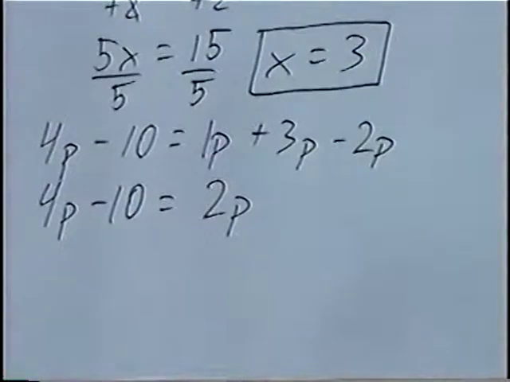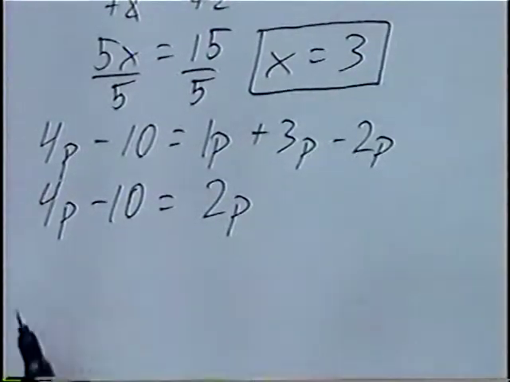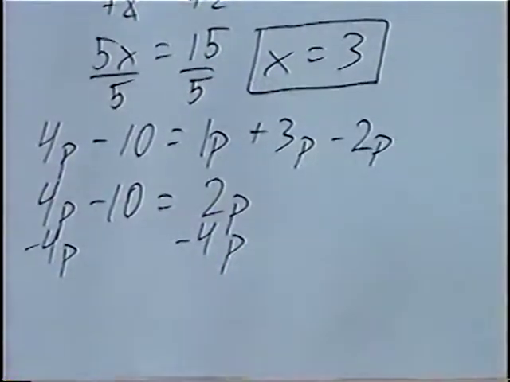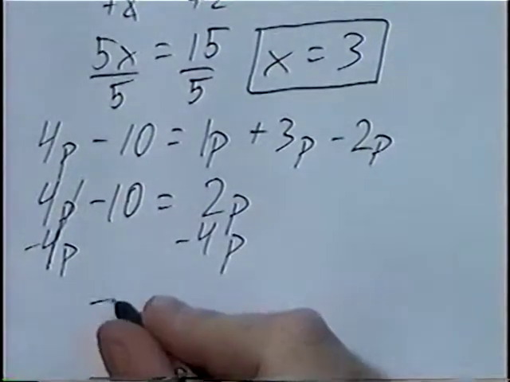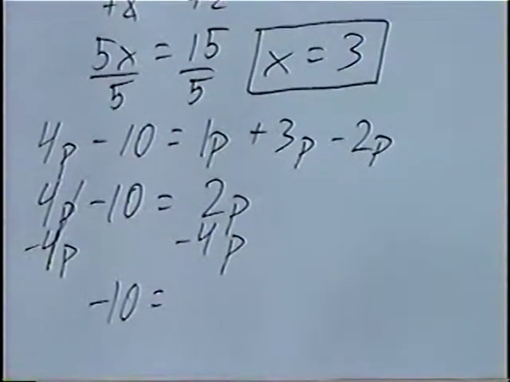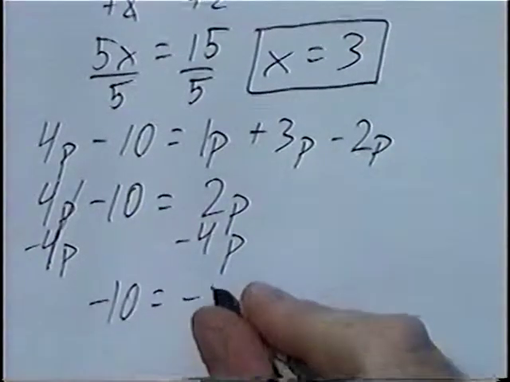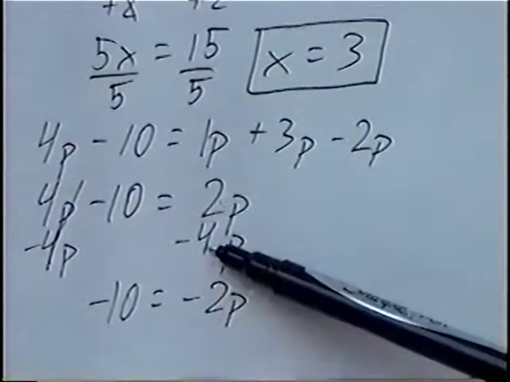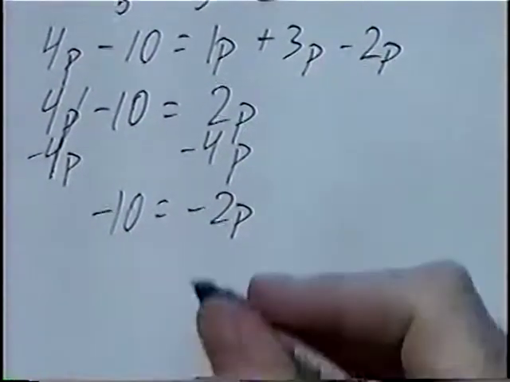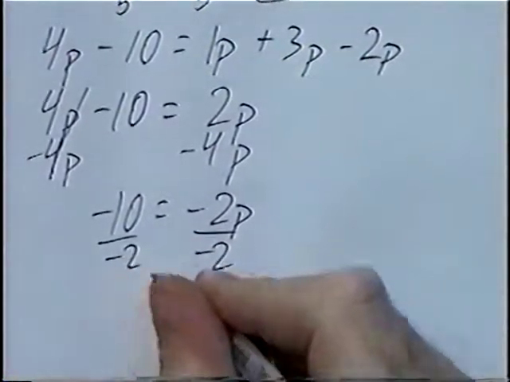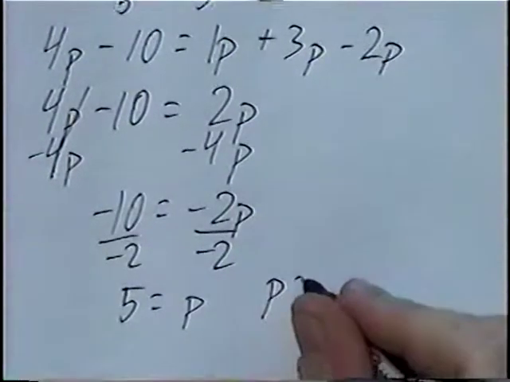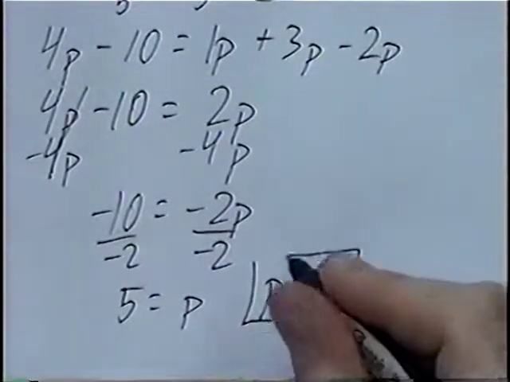Next step, we want to put the variables on the left, is what we can normally do. On this problem, if you want to, you can put them on the right to make it a little bit easier. That way the negative 10 stays on the left hand side, and 2p minus 4p would be negative 2p. Different signs you subtract. 4 is bigger, so it'll stay negative. And last step, we can divide by negative 2. 5 equals p, or you can rewrite it p equals 5.